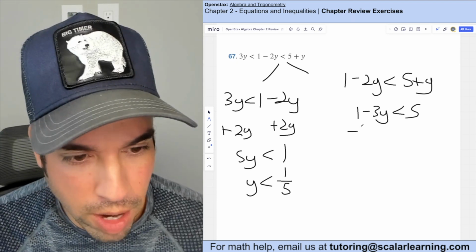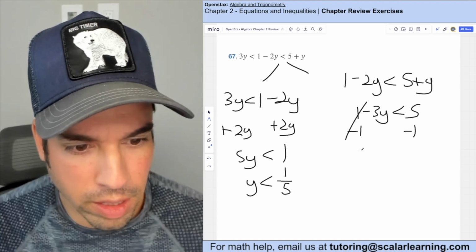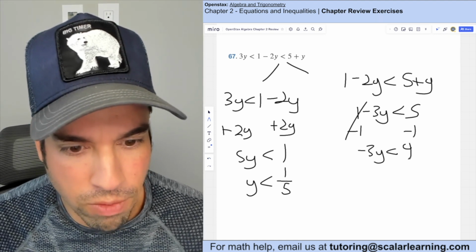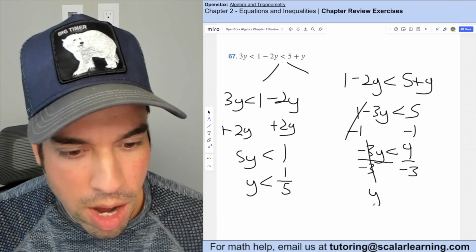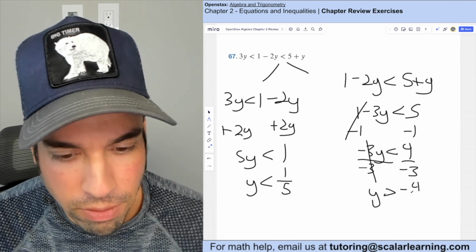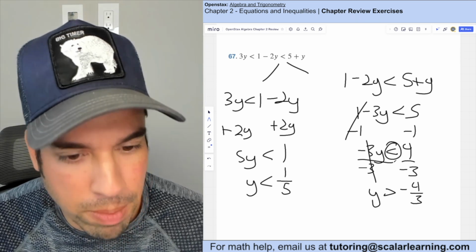So now I'm going to subtract 1 from both sides like so, and I get negative 3y is less than 4. Last but not least, we're going to divide by negative 3, and I get y is greater than negative 4/3, because when you divide by a negative, you flip the inequality.